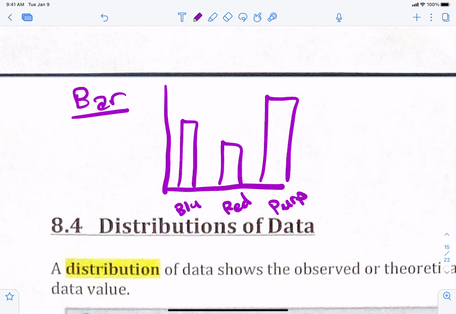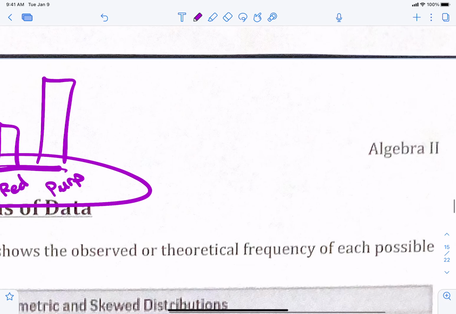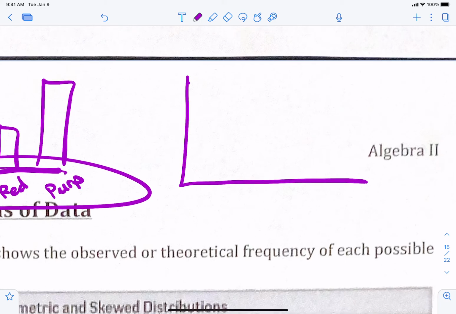A histogram is the same thing, except the bars are going to touch each other, and the bottom here is going to be numerical data. So it's like stuff going in order. If I were to graph grades in this class, I'm starting with 60 and 70 and 80 and 90 and 100.